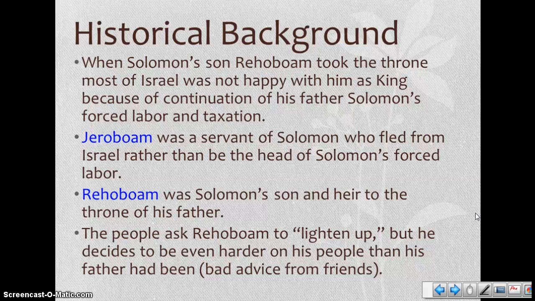Jeroboam was a servant of Solomon who fled from Israel rather than be the head of Solomon's forced labor. Rehoboam was Solomon's son and heir to the throne of his father. The people ask Rehoboam to lighten up, but he decides to be even harder on his people than his father had been, due to some bad advice from his friends. This is going to set up the background for the divided monarchy.